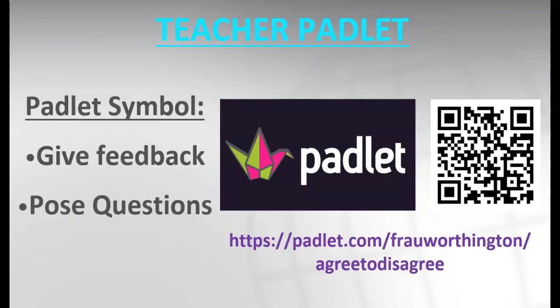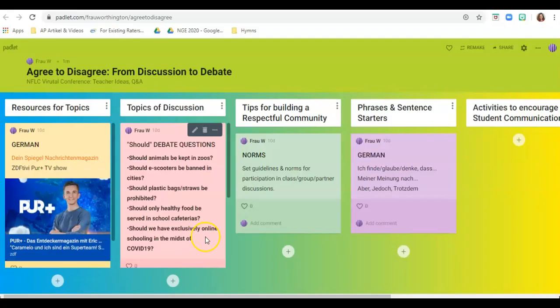So we will be using a Padlet together today during our asynchronous session. Anytime we reach a point in the presentation where you see this Padlet symbol, it'll be your opportunity to give feedback or to pose questions. The way to access our group Padlet is to simply hover your cell phone camera over the QR code and it will take you straight there, or you can simply type in the link provided. Let's take a look together now at what you'll find at our group Padlet.